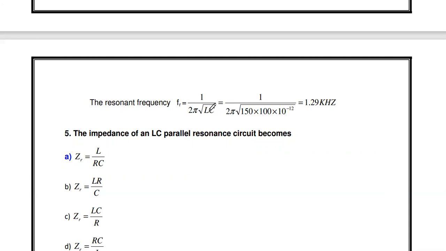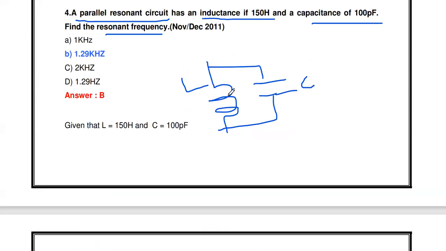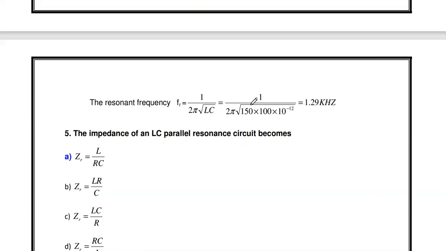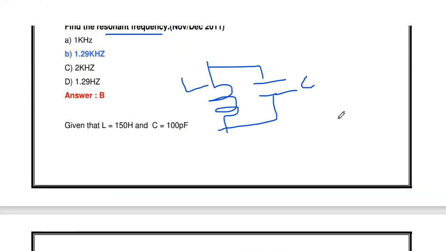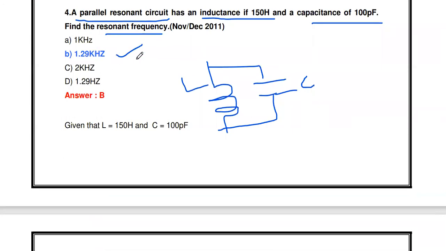Just substitute the L value and C value. The inductance is 150 Henry and the capacitor is 100 picofarad. So 1 divided by 2 pi into square root of 150 into 100 pico. Pico means 10 to the power minus 12, nano means 10 to the power minus 9. Remember we have to substitute the units. Then you find the answer: 1.29 kilohertz.